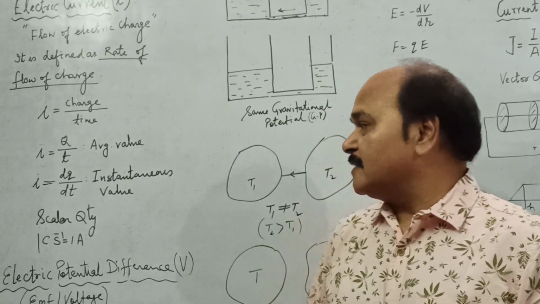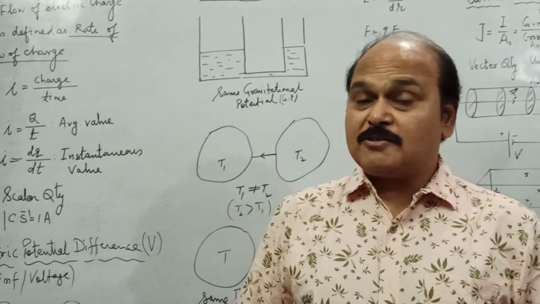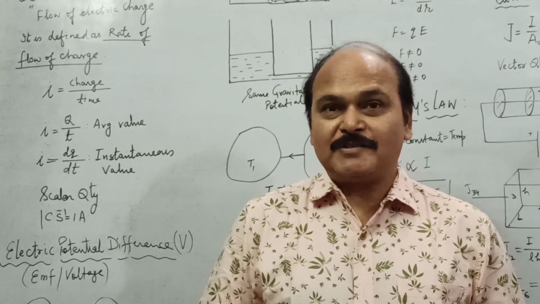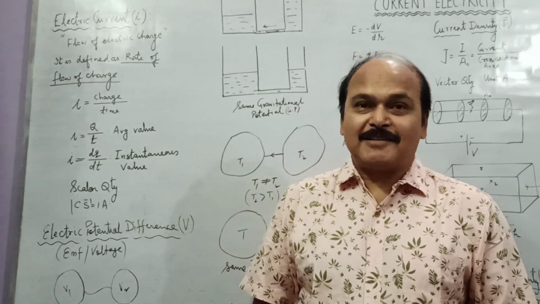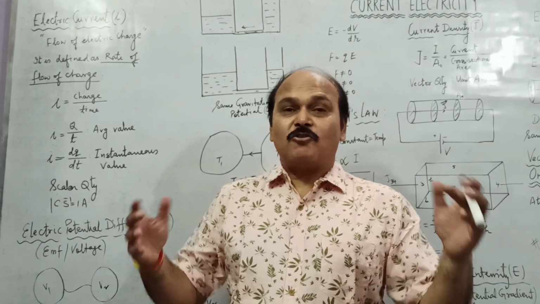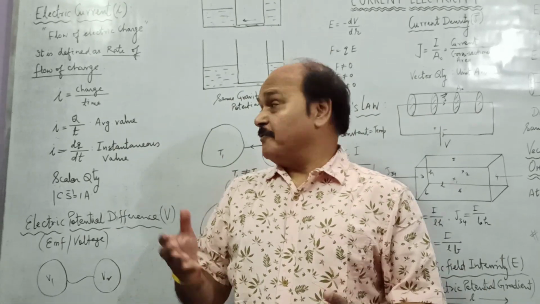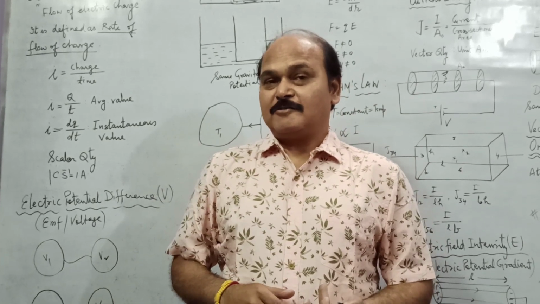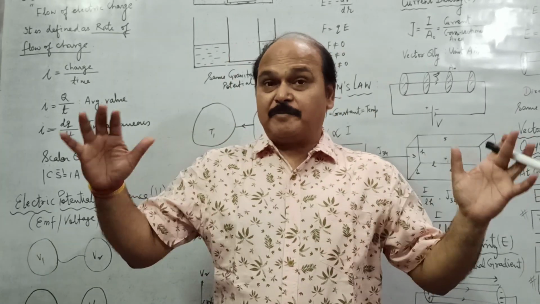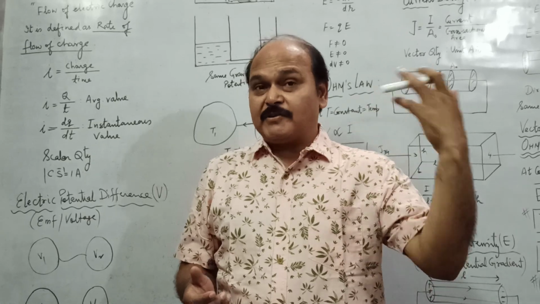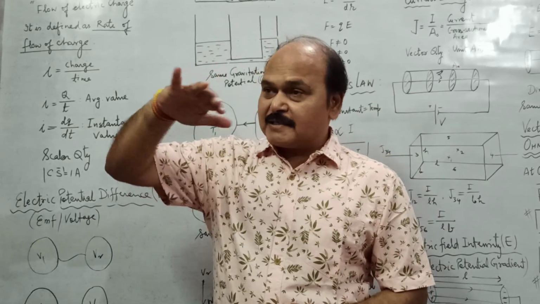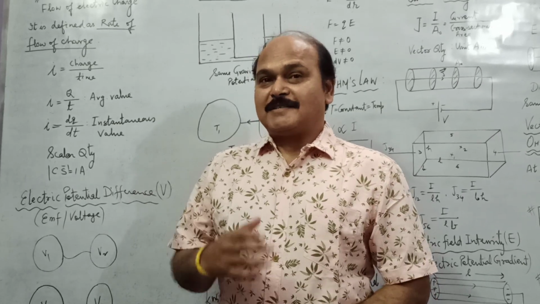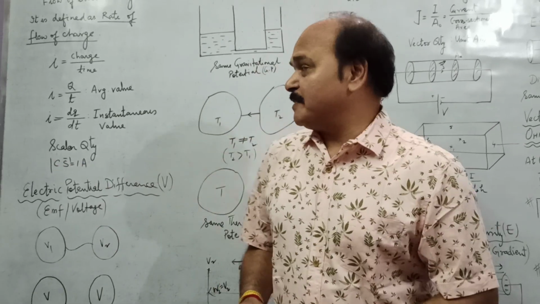Current, children, is a scalar quantity as it does not follow the law of vector addition. You have studied already in electrostatics that the charge resides where? Over the surface of the conductor, and wherever charge resides, it is going to move there only. So whichever shape the surface of the conductor has, along that surface, along that shape, the charges move. They do not have any specific direction.